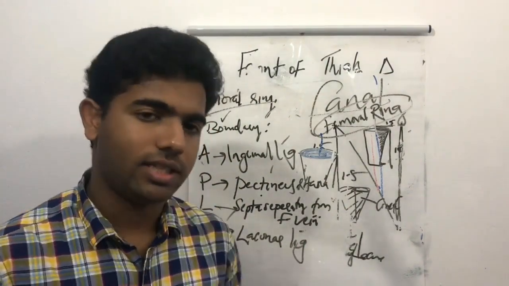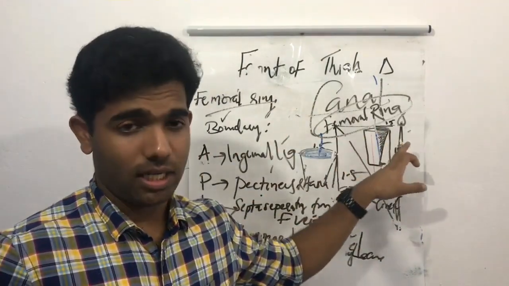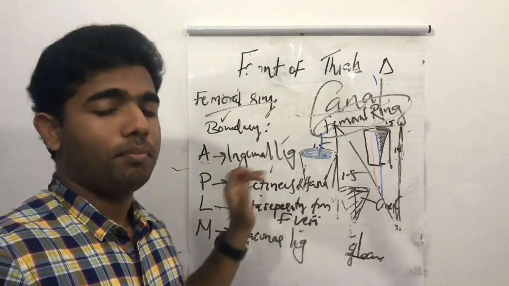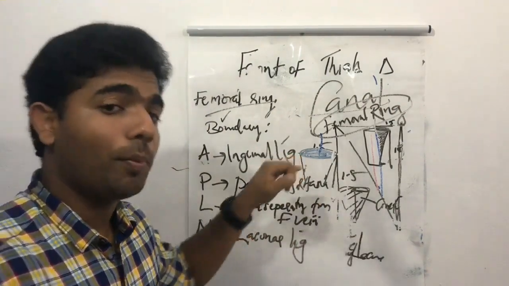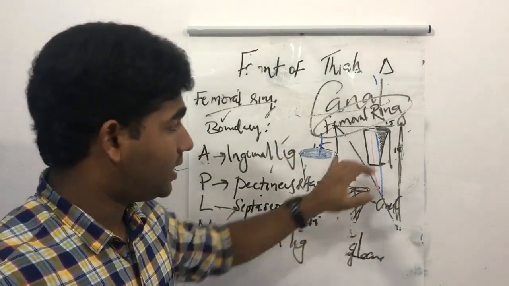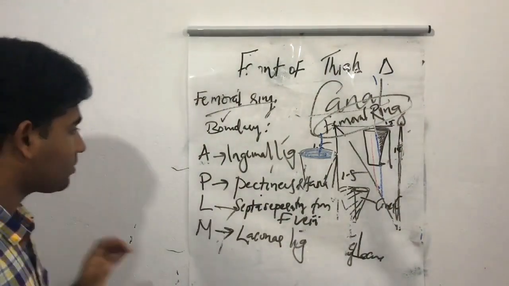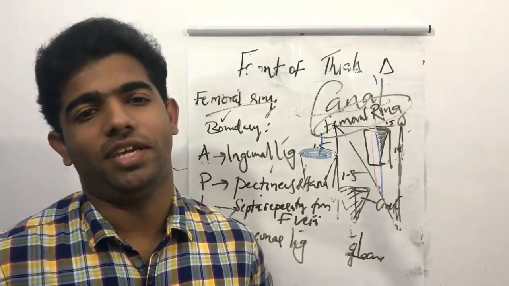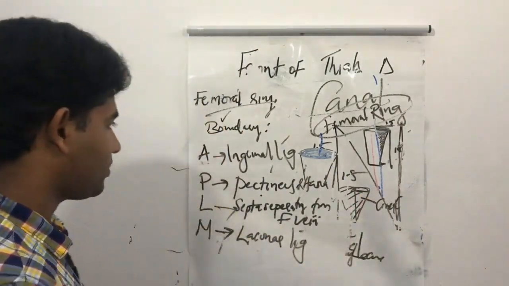Let us once again tell the boundary in an easy manner. Anteriorly by the inguinal ligament, posteriorly by the pectineus muscle, medially by the lacunar ligament, and laterally by the septa separating it from the femoral vein.